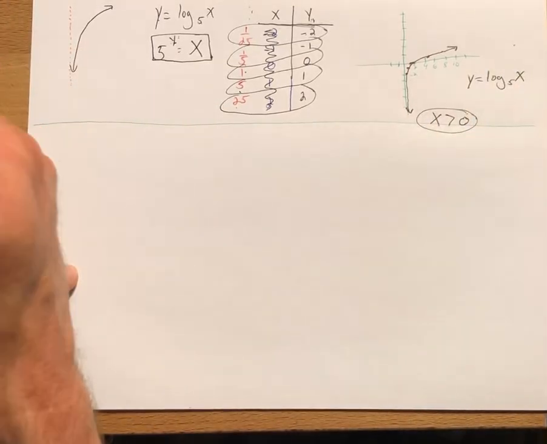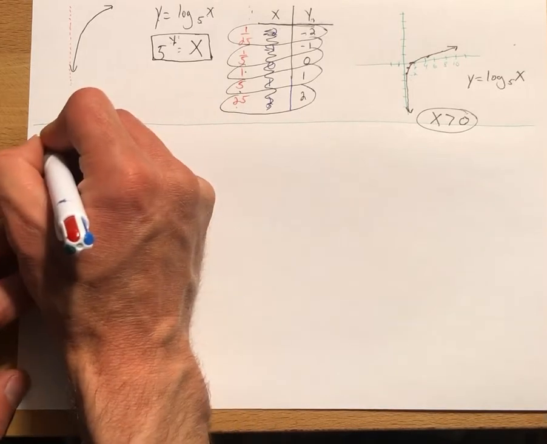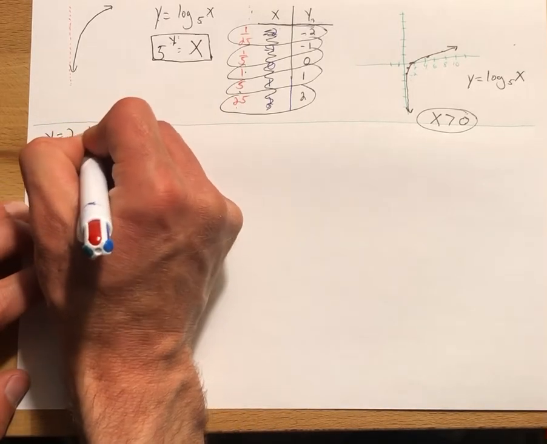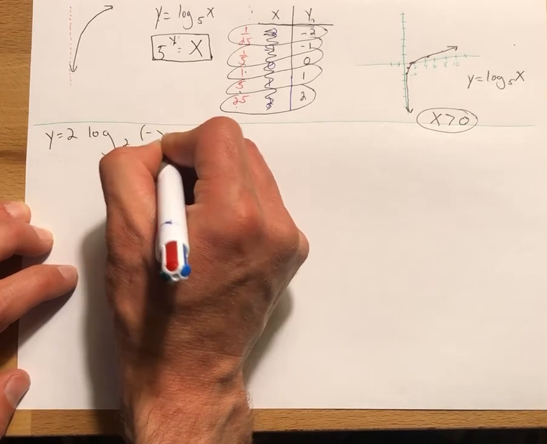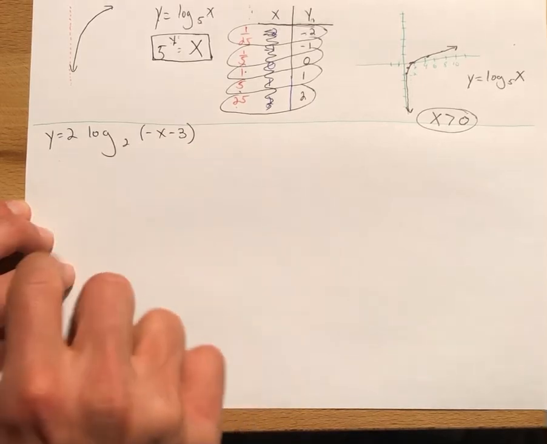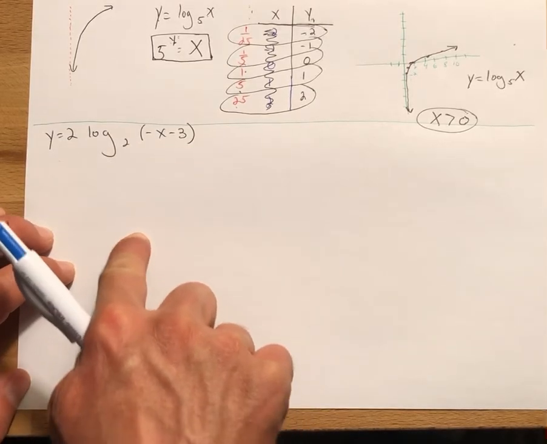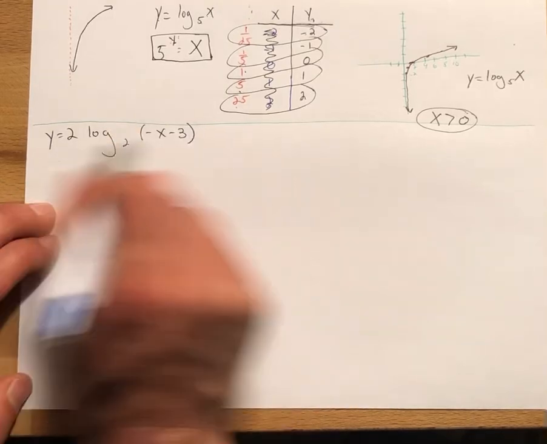This new equation that I'm going to give you is y equals 2 times log base 2 of negative x minus 3. Now, this is going to be a little more complex in how we're going to do this. What you want to do is this: you want to ignore all the transformations.